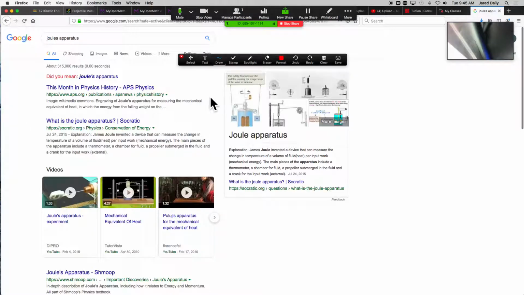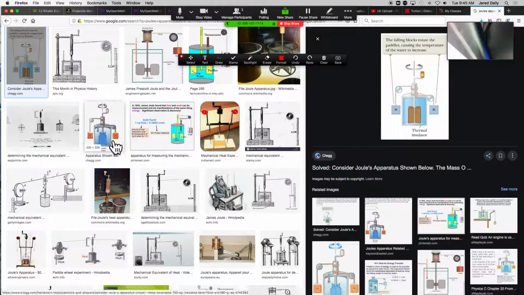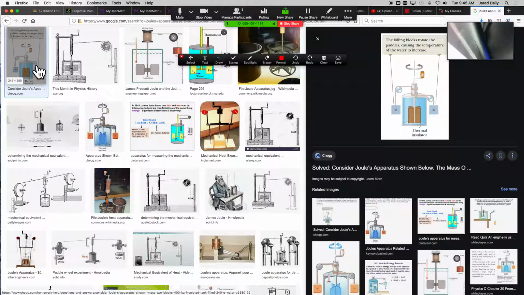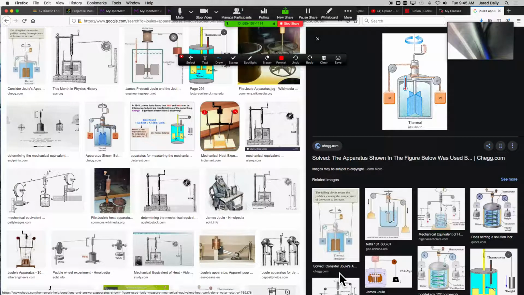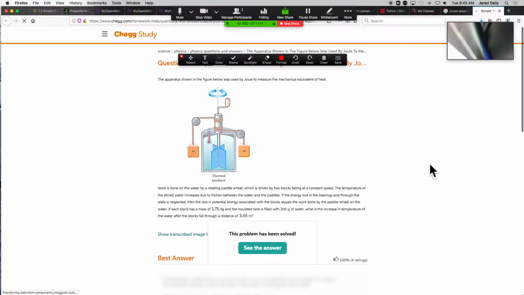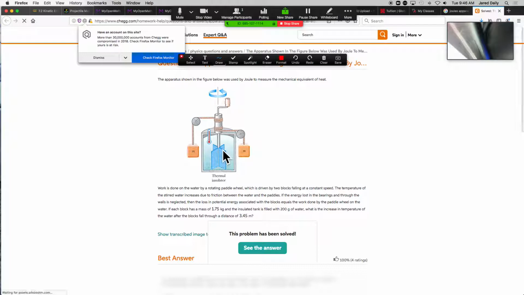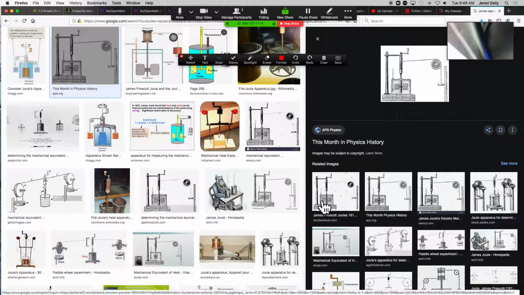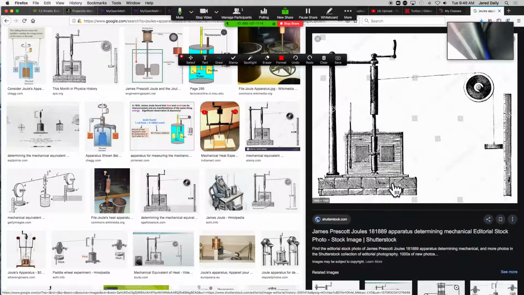So Joule's apparatus looked like this. I want a big one. Is that a big one? Can't really tell. Why doesn't it just open the thing? James Prescott Joule. There we go, that's a nice big one.